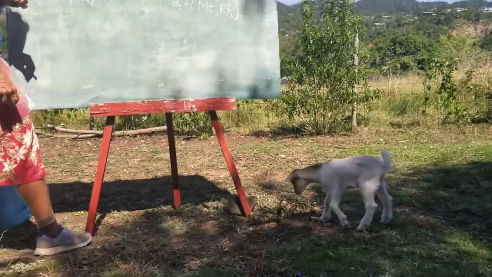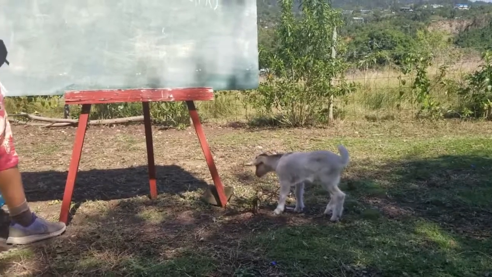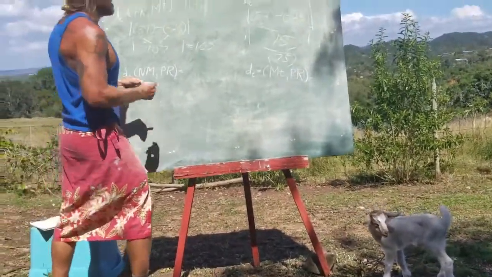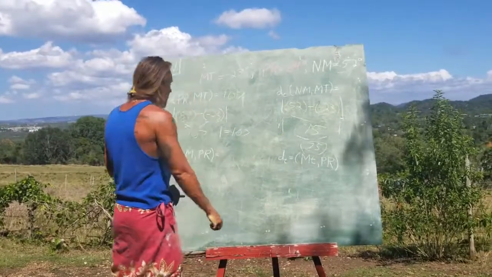This is Ignacio. Hello, Ignacio. All right. So the difference in temperature between New Mexico and Montana was 75.